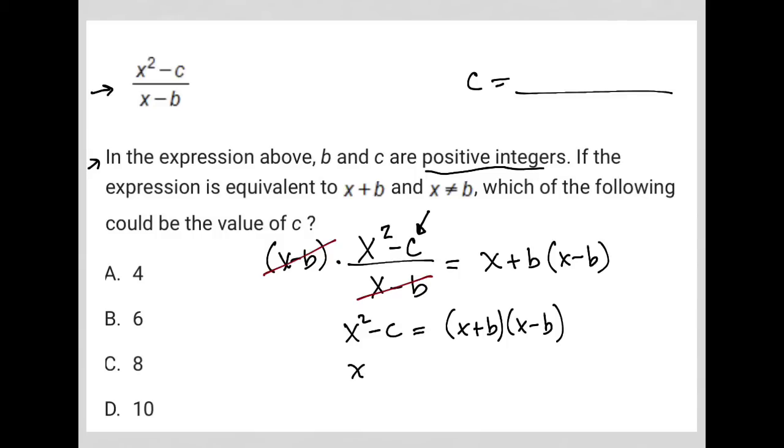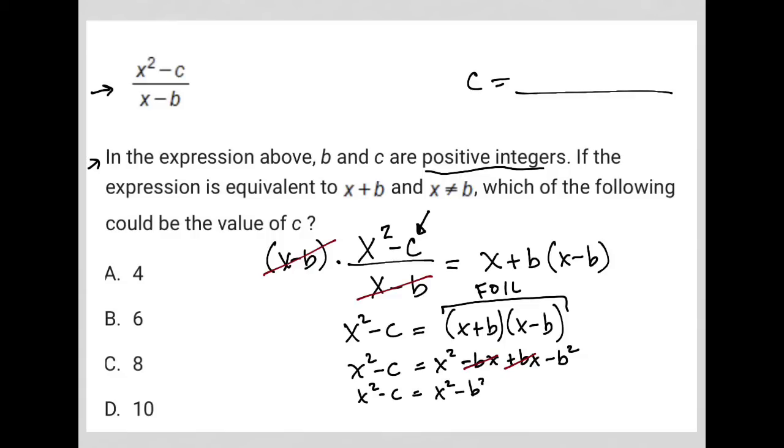But I'm noticing that if I leave this here and I FOIL this, right? This is the difference of two squares, right? So even if we didn't notice that it's the difference of two squares, if I FOIL this, I'll end up with x squared minus bx plus bx minus b squared, in which case the minus bx and the plus bx cancel each other out. So I'm left with x squared minus c is equal to x squared minus b squared.